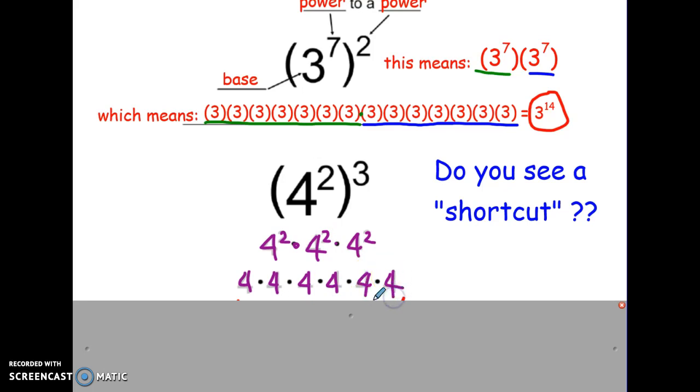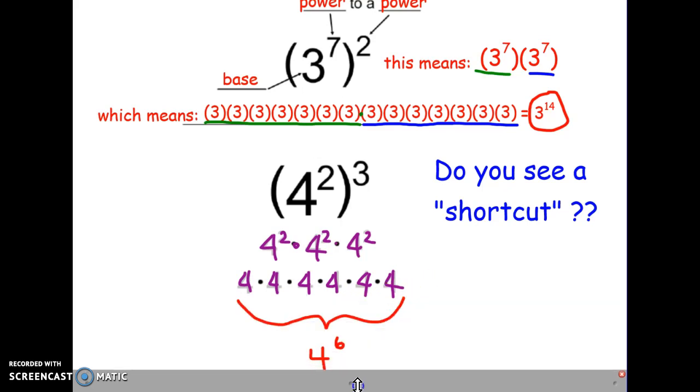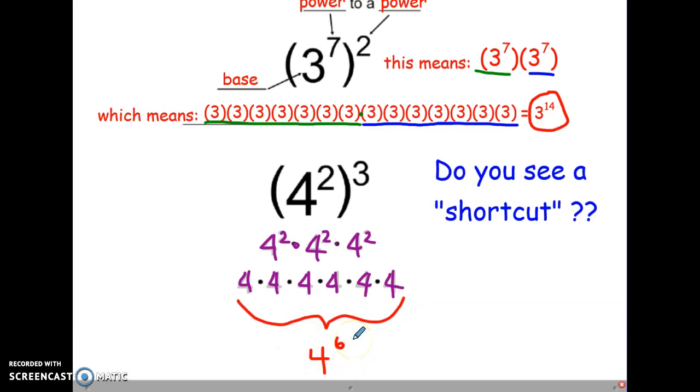So after doing all that work, you realize it's just a long list expanded. Your base is 4, and there are 6 of them. So you could say this is 4 to the 6. Again, that shortcut that we referred to in the very beginning: if you realized you had a power to a power, you could just multiply. 2 times 3 is 6 altogether. It's because we have 3 groups of 2. And whenever you're doing 3 groups of 2, it's really multiplication that simplifies your work.